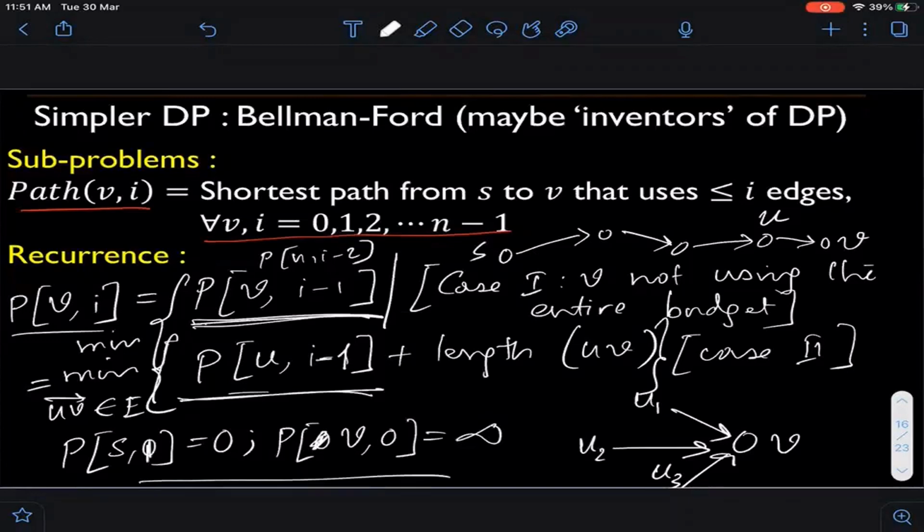Oh, actually, this is I. Sorry. This is I, for all I. Yeah. So from S to S, it's always 0. No matter what budget you give it, it will always return 0. So this is my base case. And for all other vertices, if you allow 0 budget, then it's just infinity.